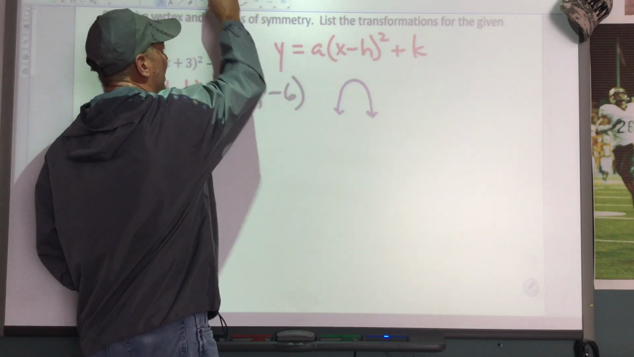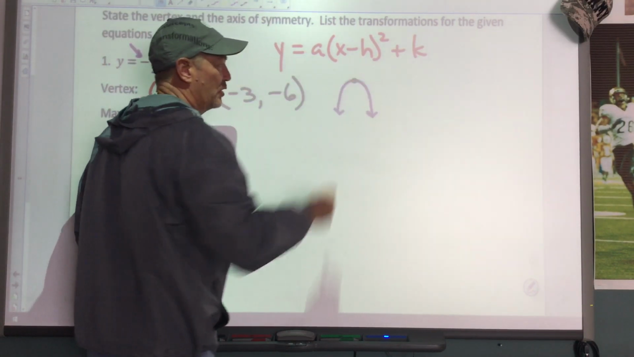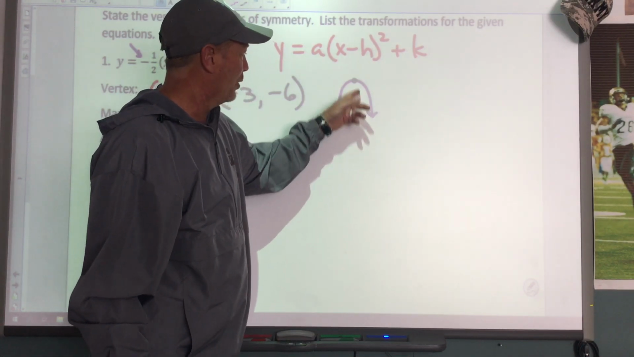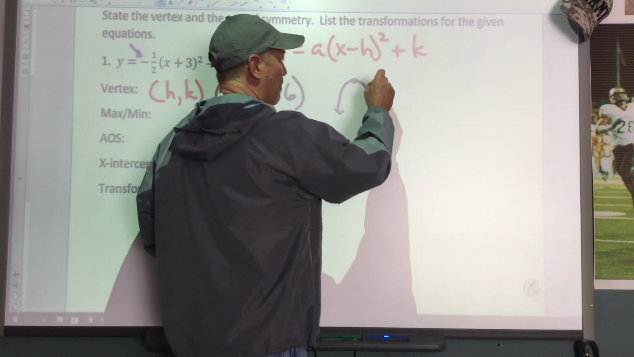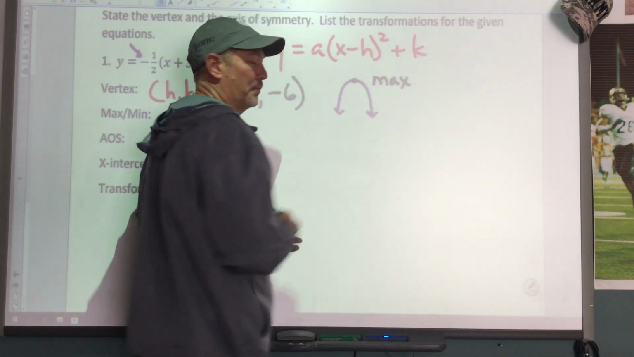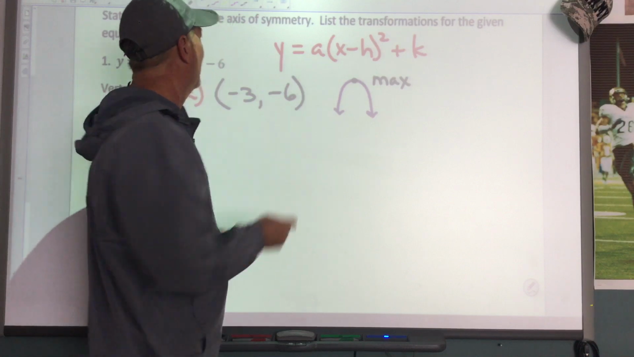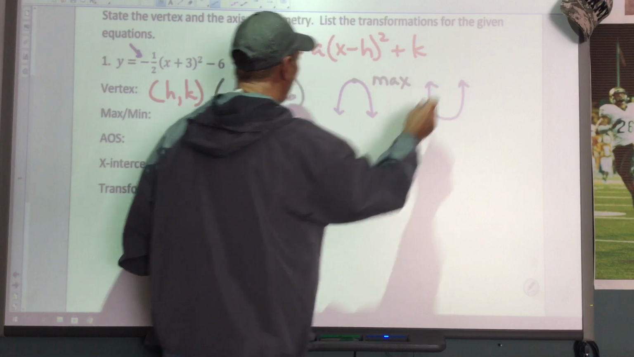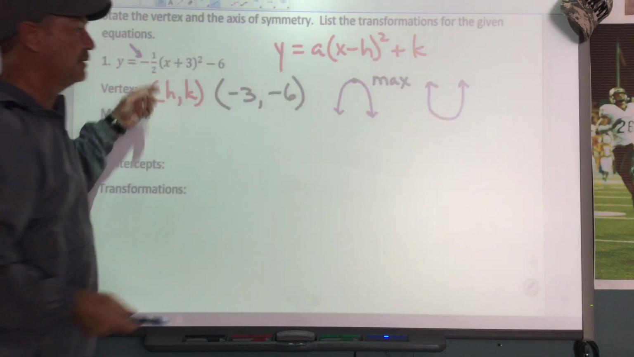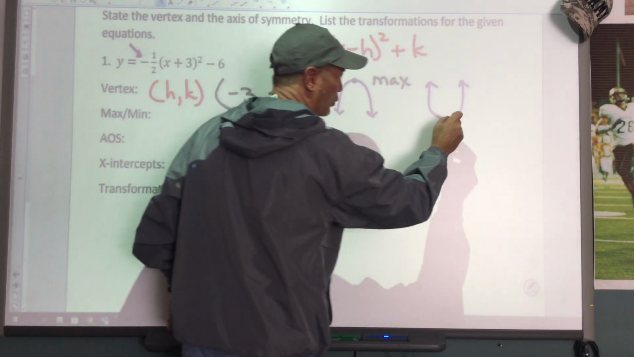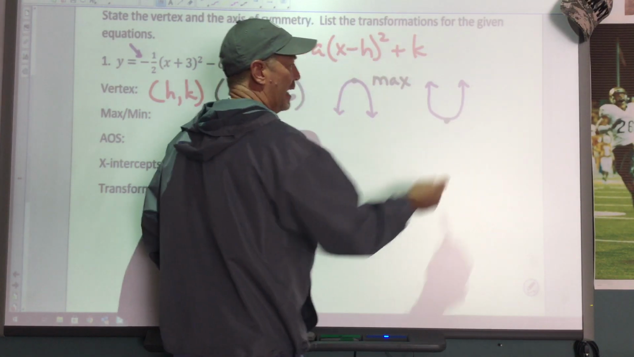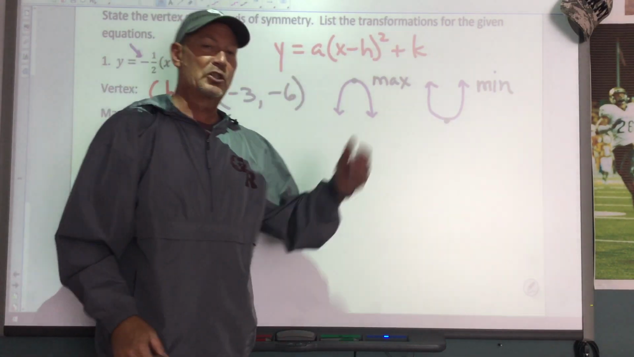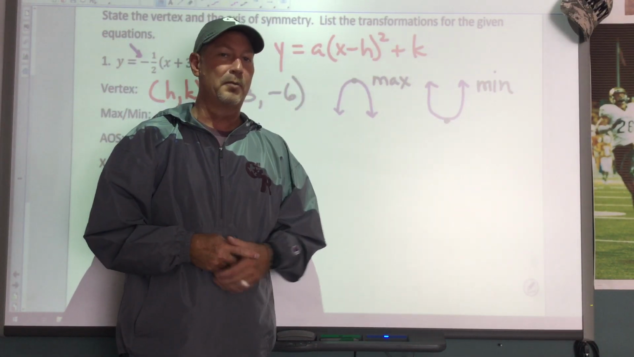That means this is the location of my vertex, the tippy top, okay? If my graph opens downward, this top point is going to be a maximum value, or a max value, okay? If my graph were to open upward, meaning that this was positive, my vertex would be down here at this low point, and this would be a minimum value.